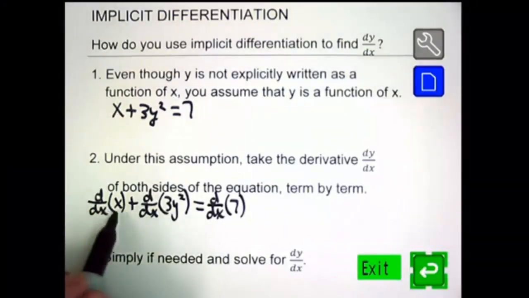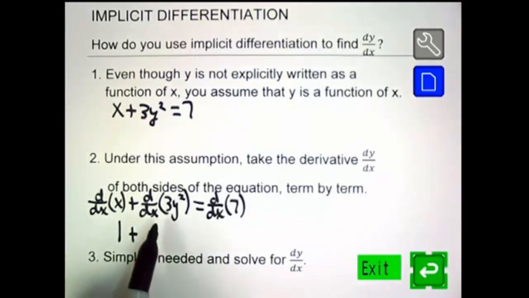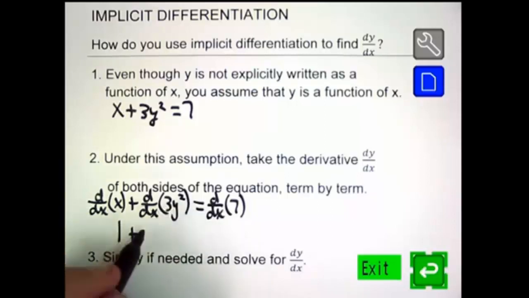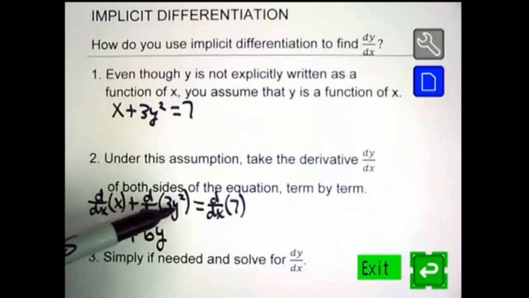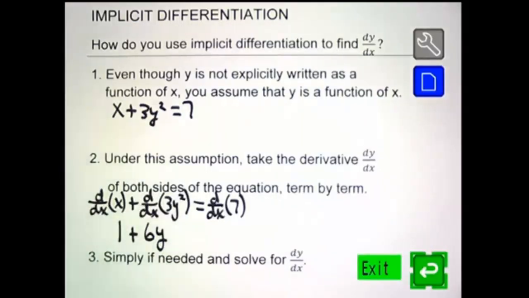Now, the derivative of x is just 1. The derivative of 3y squared, by the power rule, if you just think about it that way, is going to be 2 times 3 is 6, and then the y to the second drops down to y to the first. If that were an x, we'd be done. But remember the assumption number 1. We're assuming that y is really some function of x. Now we're going to talk about this in more detail later, but for right now just try to keep an eye on the big picture.